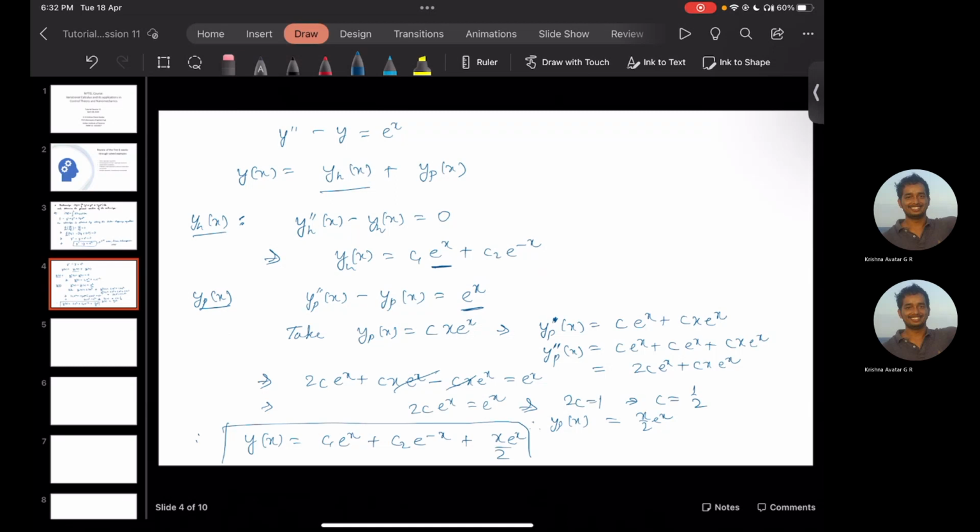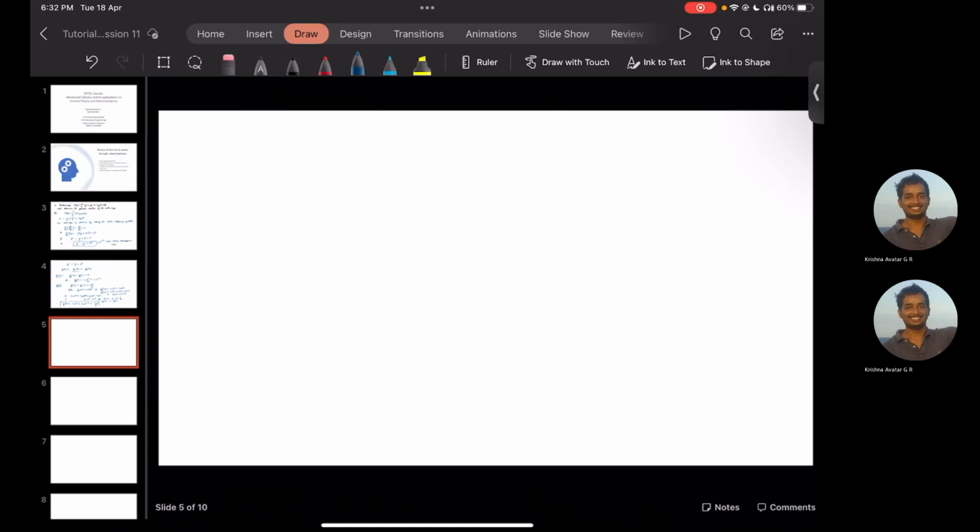Okay. Now let's solve the next problem in this sequence. Now let me write the problem first. Find the general form of the extremals for the functional.